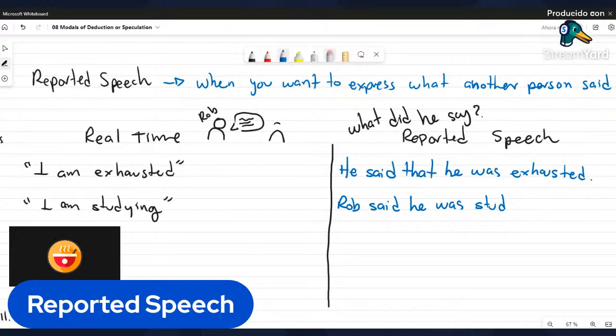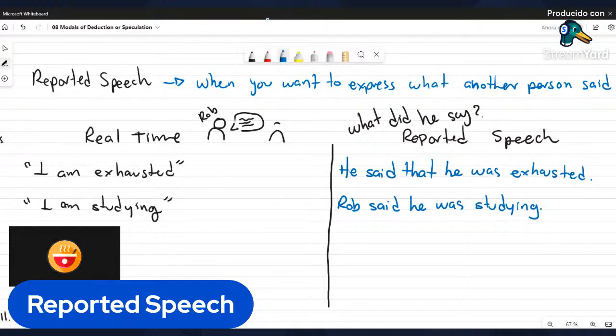Rob said he was studying, so don't disturb him. Don't call him right now because he's studying. Yes, that's what he said. He was studying. That's what he said. Now, what is happening here? What can you notice in the verb conjugation?